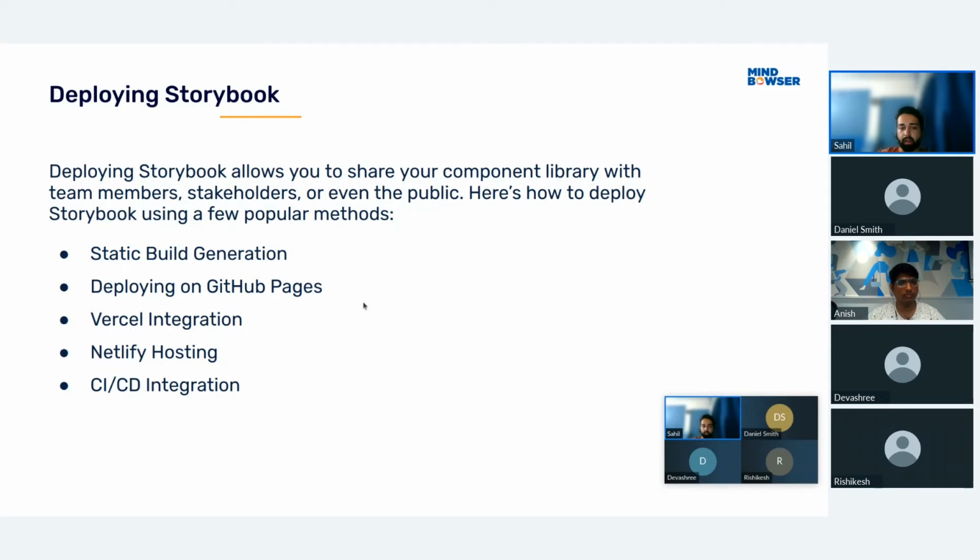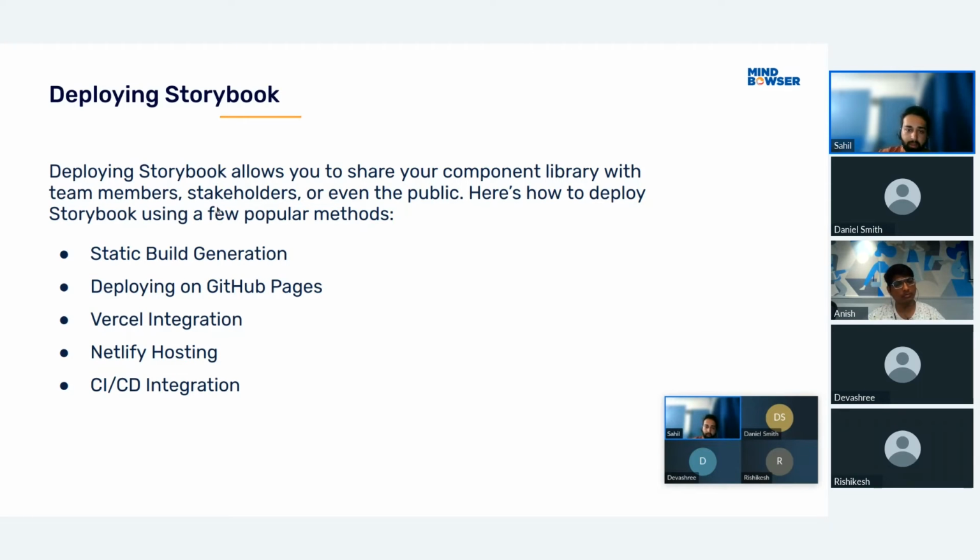The first one is static build generation. Storybook can be built into a static site, which means that it generates a collection of HTML, CSS, and JS files that represent your component library. The static build can easily be hosted on any web server, and this makes it a pretty straightforward way to deploy Storybook.